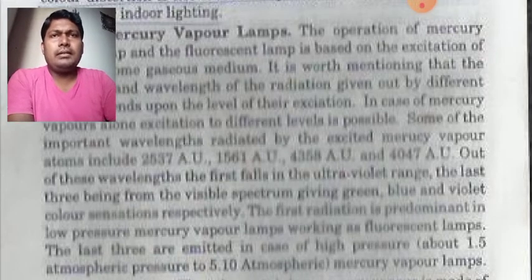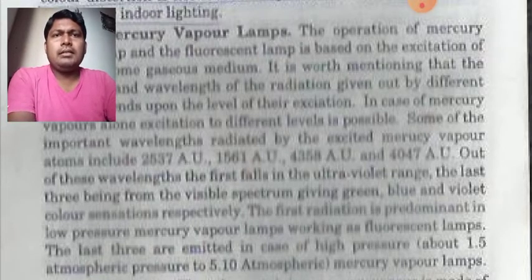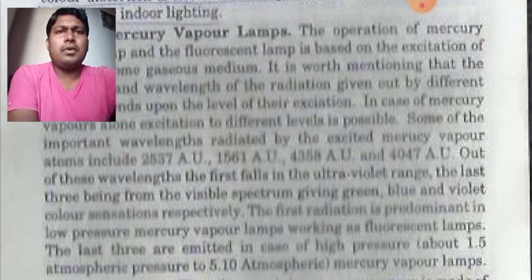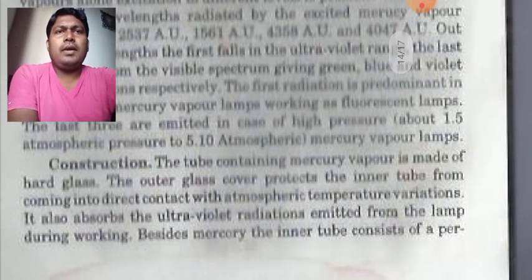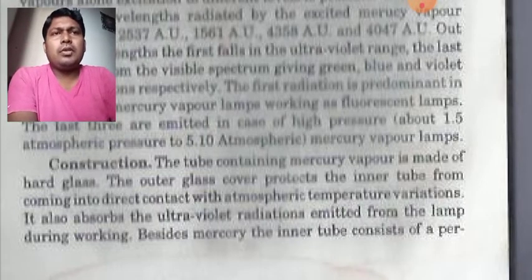The first radiation is predominant in low pressure mercury vapor working, as in fluorescent lamps. The last three are emitted in the case of high pressure, which is about 1.5 atmospheric pressure to 5 or 10 atmospheric pressure. So this is all about your mercury vapor lamps.